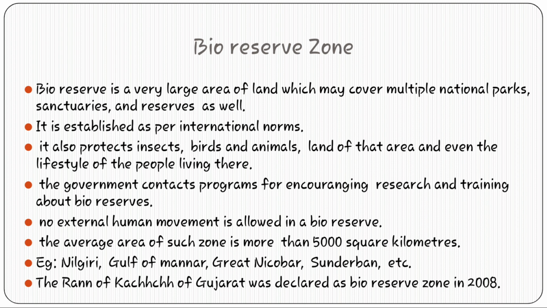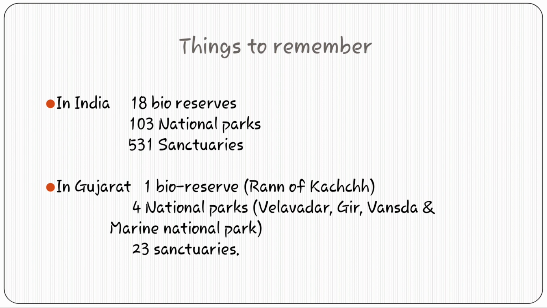For example, Nilgiri of southern state, Tamil Nadu, Karnataka, Kerala border है Nilgiri. Then Gulf of Mannar, Great Nicobar Islands, Sundarban, then the Ran of Kutch of Gujarat. They all are the different bioreserve zones of India. See, things to remember. In India, almost we are having 18 bioreserve zones.